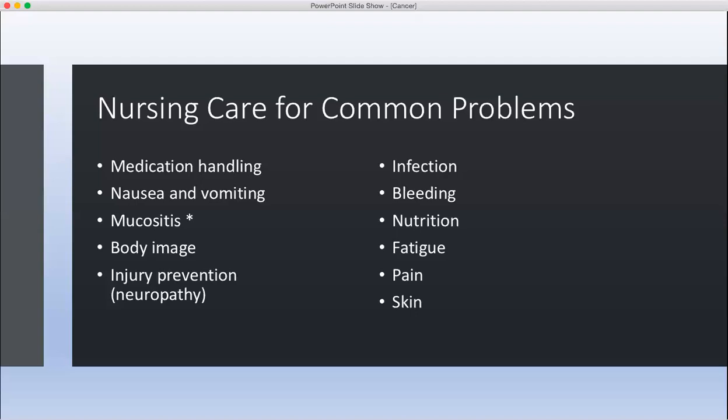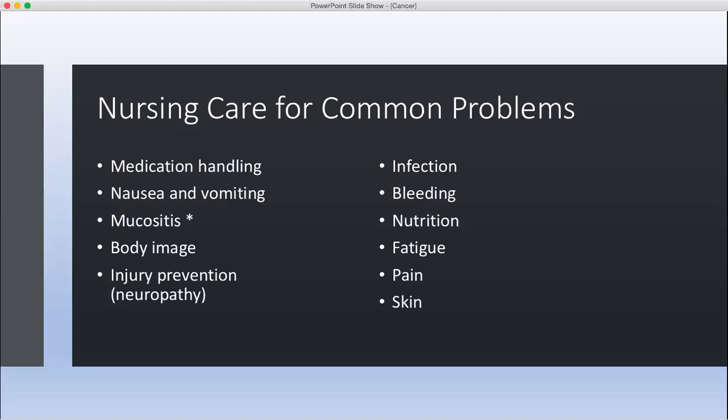Anti-neoplastic therapy can also damage the nerves, the nerve endings in the fingers and the toes, and a patient can develop neuropathy. If you can't feel your feet when you get up to walk, it's very likely that you could fall, right? Or you might drop something if you can't feel your hands. So fall prevention strategies need to be taken into account for these patients.